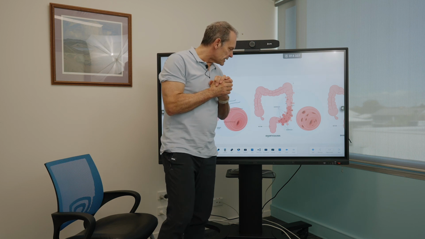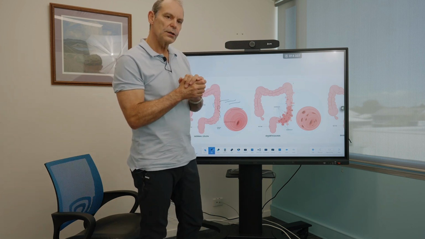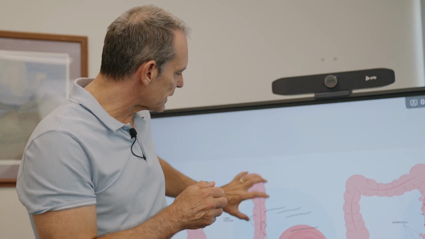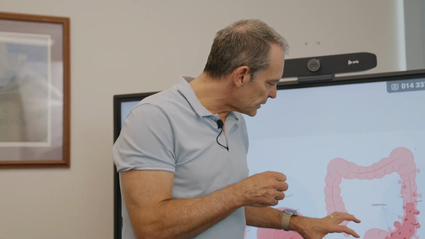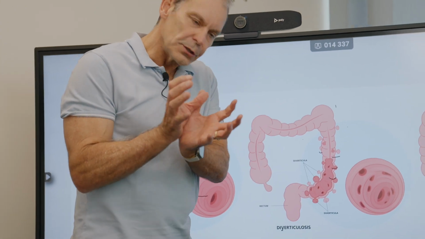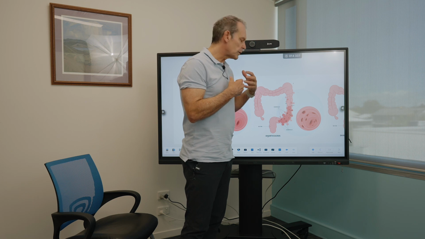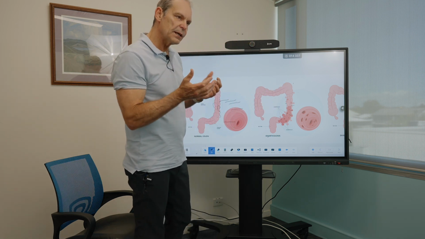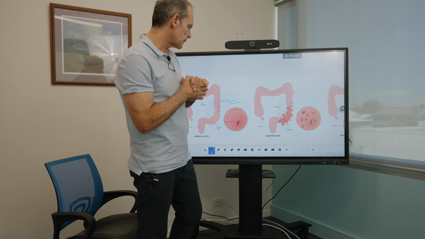So ultimately we're dealing in a normal colon with no pockets, so a nice smooth colon, there's nothing that can get stuck there. With diverticular disease, you get like a little balloon-shaped structure, and if you have hard stools or if you eat something specific, it can get stuck in that structure, and then you get infection and inflammation.